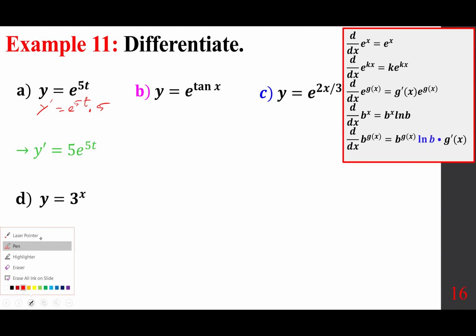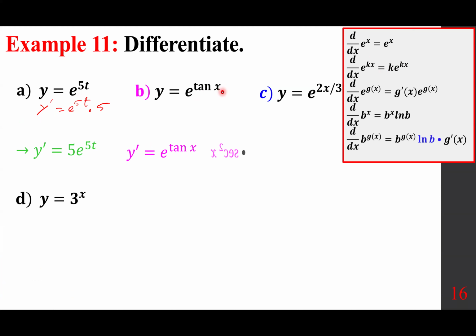Part B, the answer is itself times the derivative of tan, which is secant squared. This one, I want to make sure that you see that this is 2/3 x. So the answer is itself times 2/3, which we put in.